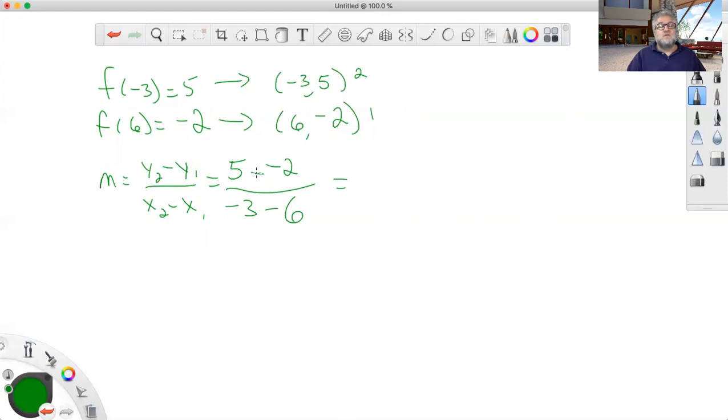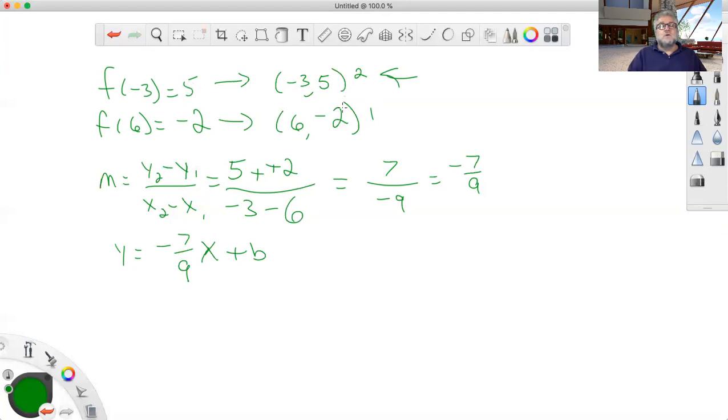Okay, so 5 plus, those become pluses, so that's 7. Minus 3 minus 6, that's minus 9. So we have a slope of negative 7/9. Very inconvenient. So y equals minus 7/9 x plus b. Now we got to plug in. And so, I don't know. I guess I'm going to plug in the top one because the numbers are smaller. So maybe we'll get lucky and something will be convenient.